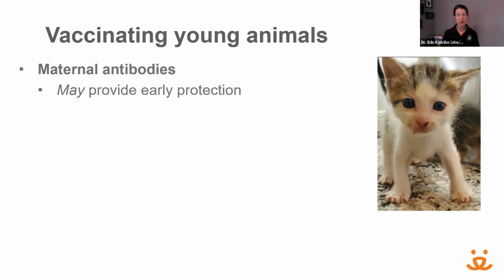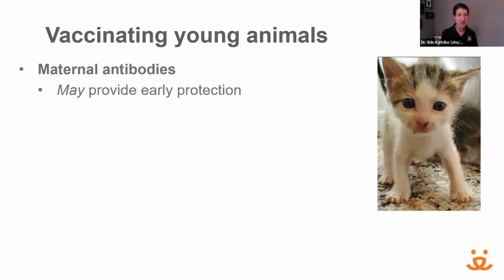Antibodies are compounds that circulate in the bloodstream that will protect from a particular disease. They're specific to each disease. So for example, a dog may have antibodies to parvo, but doesn't have any antibodies to distemper. So they are disease specific. And then what are maternal antibodies? Maternal antibodies are antibodies that a puppy or kitten may get from their mom with early nursing.